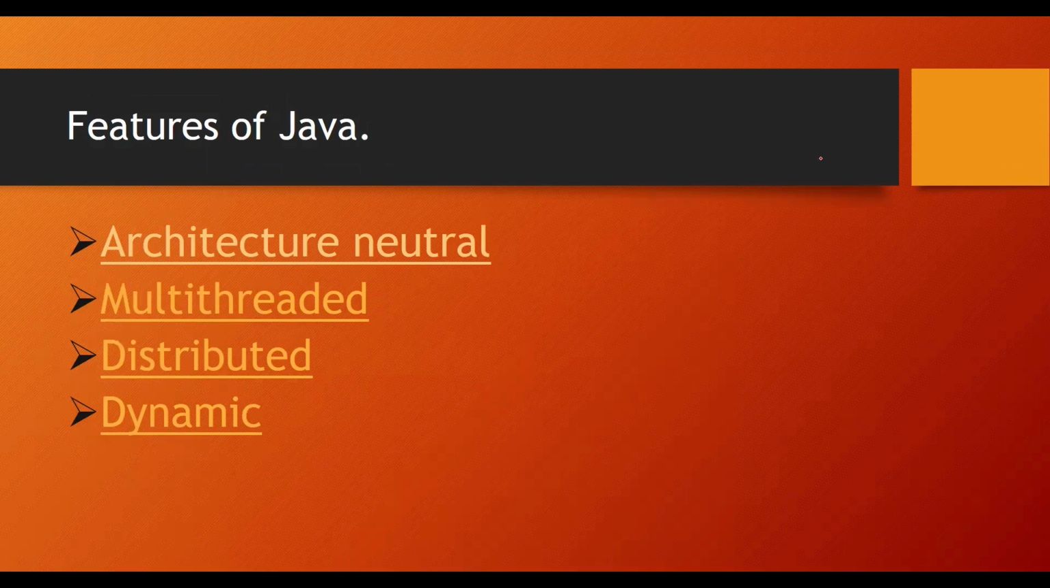Some programming languages take different sizes for the different data types. Like the C programming language takes 2 bytes of memory for 32-bit architecture and 4 bytes of memory for 64-bit architecture. But in the case of Java, it is neutral. It occupies 4 bytes of memory for both 32-bit and 64-bit architecture. That is the reason why it is called architecture neutral, because it is neutral throughout the architectures.